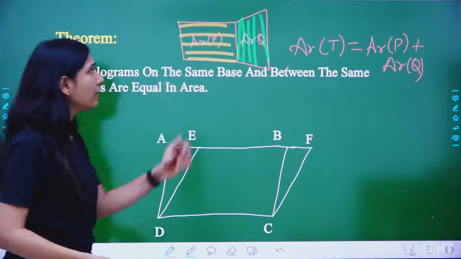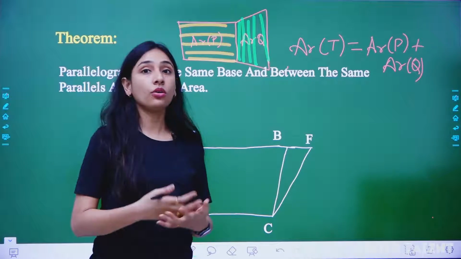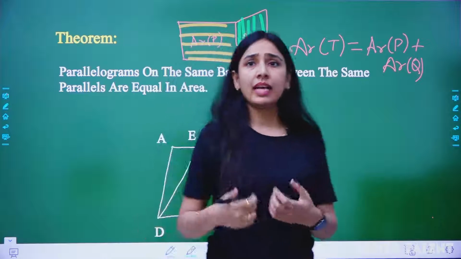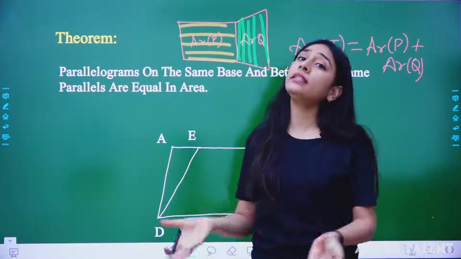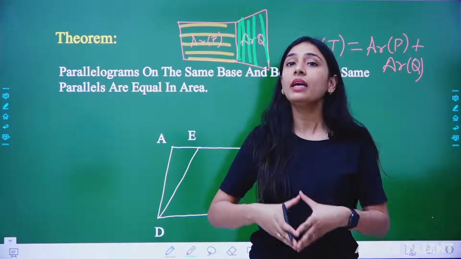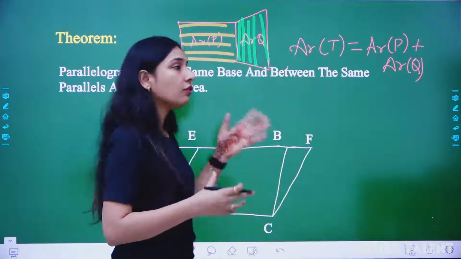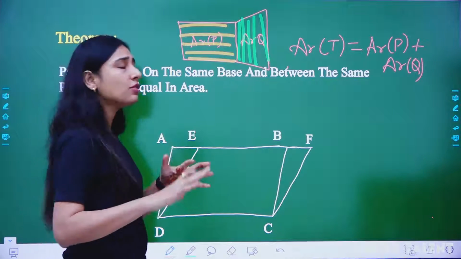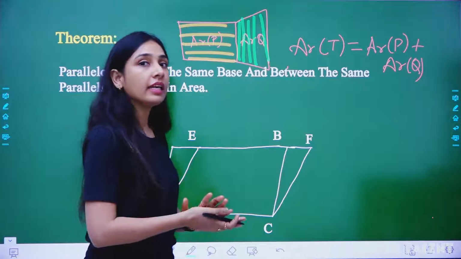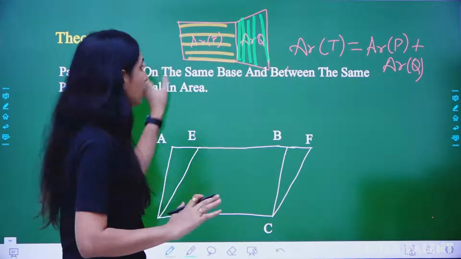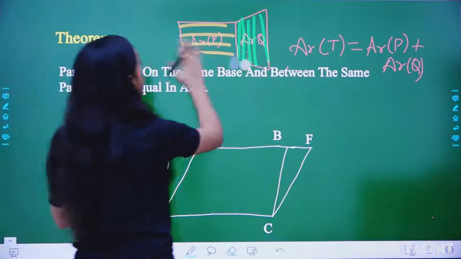And if the figure is divided into non-overlapping areas like P, Q, R and S, then the summation of all these areas will lead to the area of the total region, that is area T. So did you understand this? Now we are clear about this part.